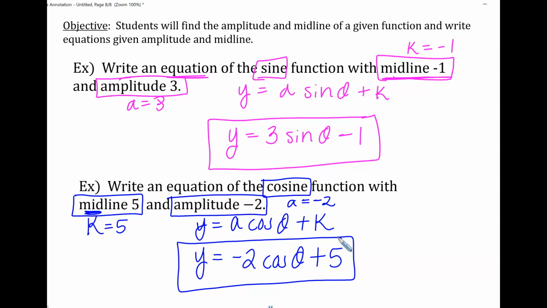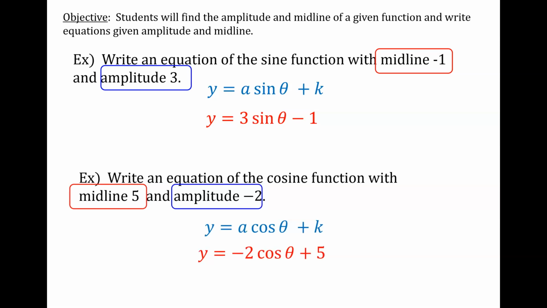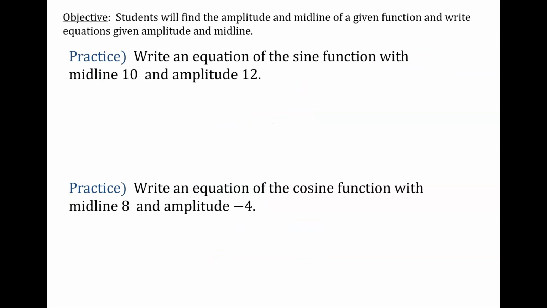Basically, again, figure out what function you have, either sine or cosine. That tells you what function to put in your equation. And then the midline is your k value, amplitude is your a value, and then you just plug it in. So let's have you guys practice these next two examples. Please pause the video and try on your own. Be careful, the first one is sine and the second one is a cosine. Then I'll show you the solution.